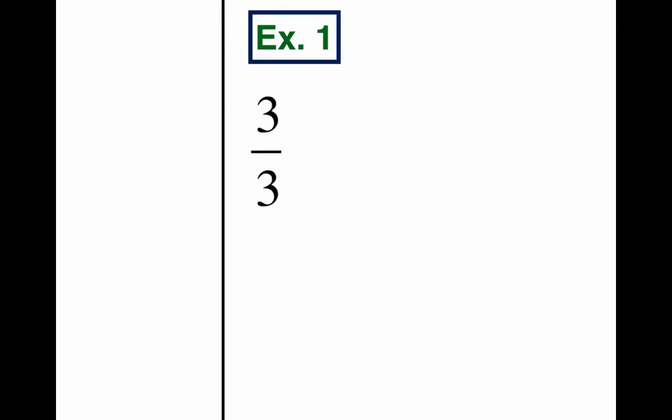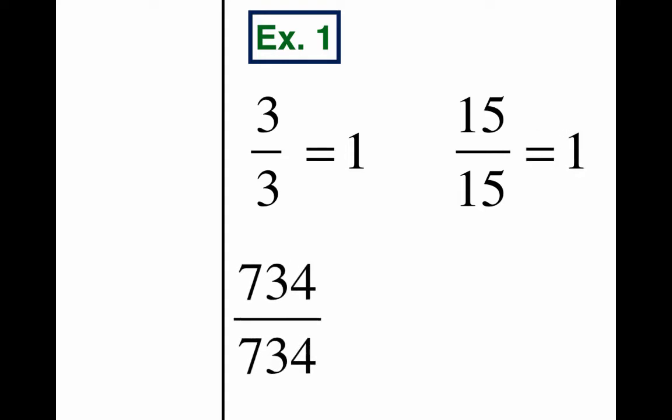And our first one, just to kind of build up here, is just going to be regular numbers. 3 over 3. What's 3 over 3 the same as? Well, 3 divided by 3 is 1, isn't it? What would 15 over 15 be? Yeah, 15 divided by 15 would be 1. What would 734 over 734 be? Yeah, it'd still be 1. All of these are 1. What about x over x then? Yeah, x over x would be 1.